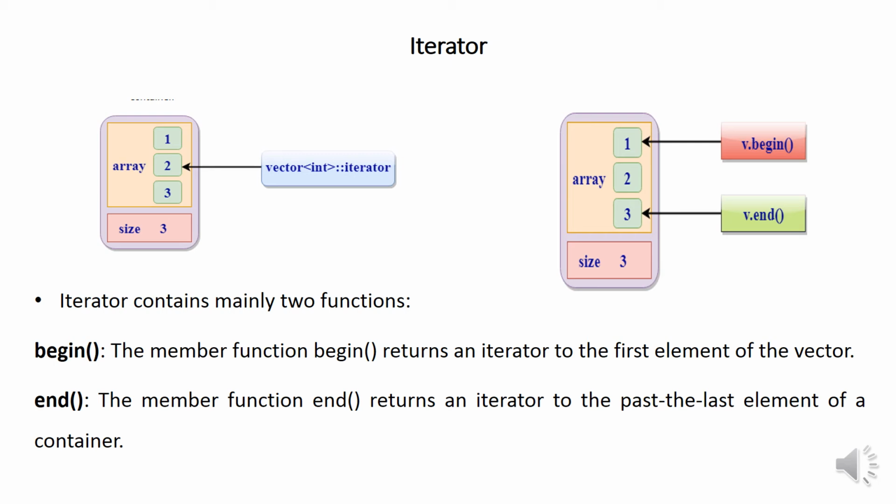Like begin, we also define the end member function, and that end member function returns an iterator to the past-the-last element of a container. Means if you have to refer to the first element of the vector, we write the begin function for accessing the vector element at the beginning. And if we have to access the last element of the vector, we have to write the end member function.